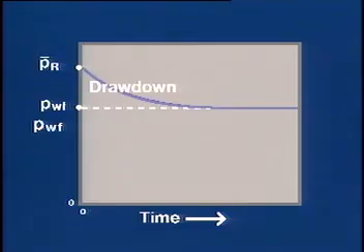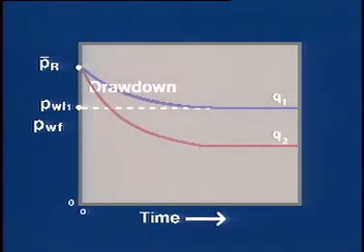Note in this case that for a stabilized pressure of P sub Wf1, the flow rate is Q sub 1. If the flow rate is a higher value, say Q sub 2, the stabilized wellbore flowing pressure will drop to P sub Wf2.